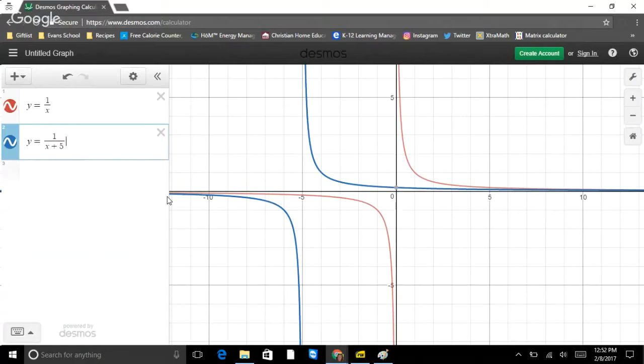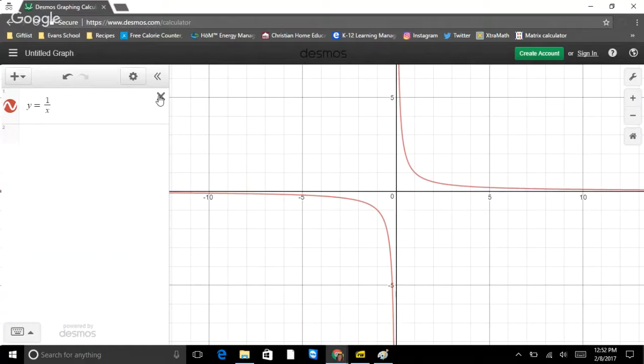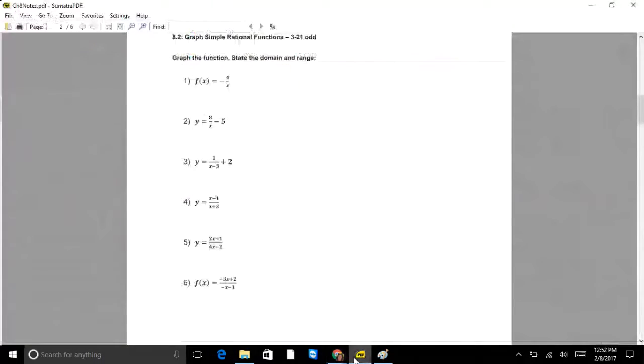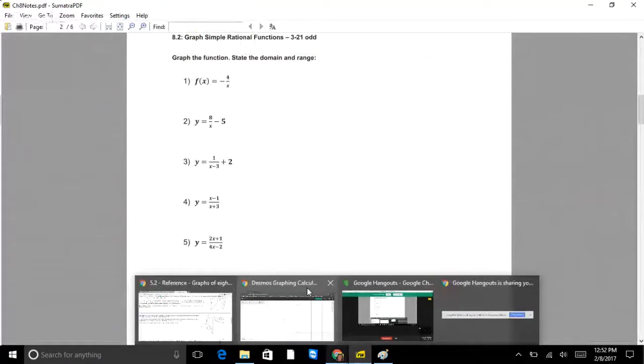Okay, so when it comes to the homework, what we're going to do is graph these functions, and then we're just going to talk about what the domain and the range are. I have this on your homework sheet. You can really do all this work in Desmos to see where the domain and range are.